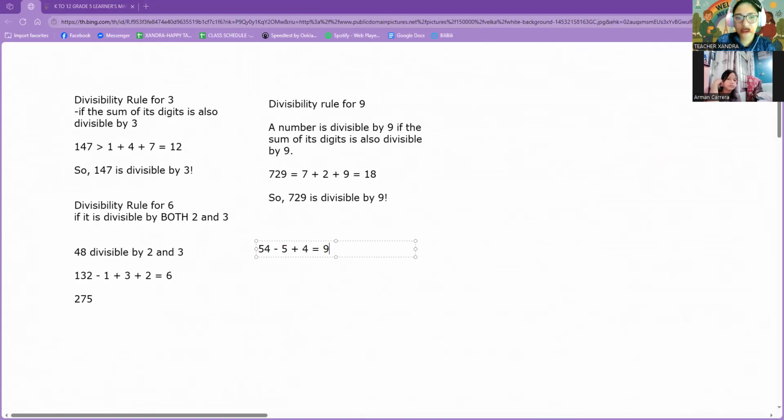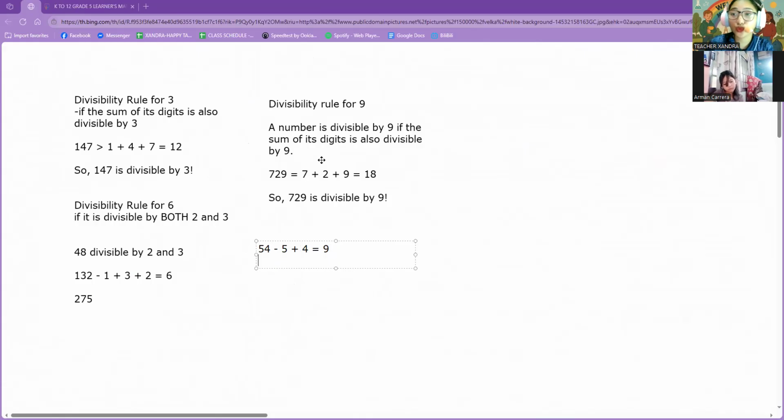9 divided by 3 is 3, no remainder. So it is divisible by 3. Okay, how about 6? Is it divisible by 6? Just remember, it should be divisible by both 2 and 3. Automatically, it is divisible by 3 since you already checked it.